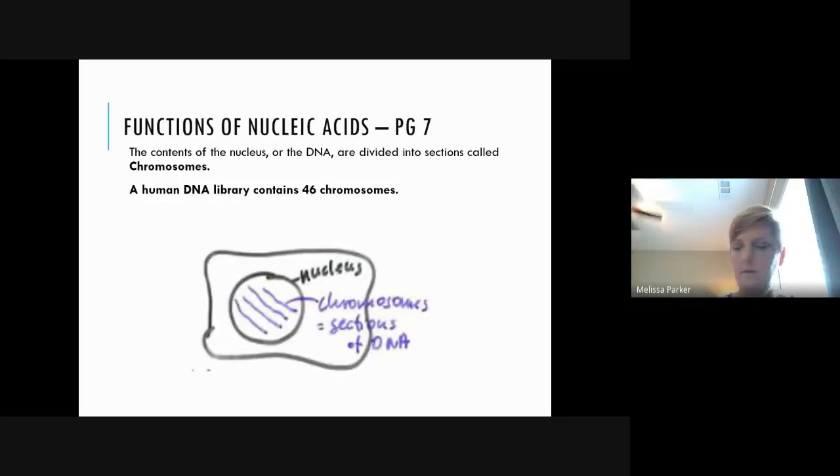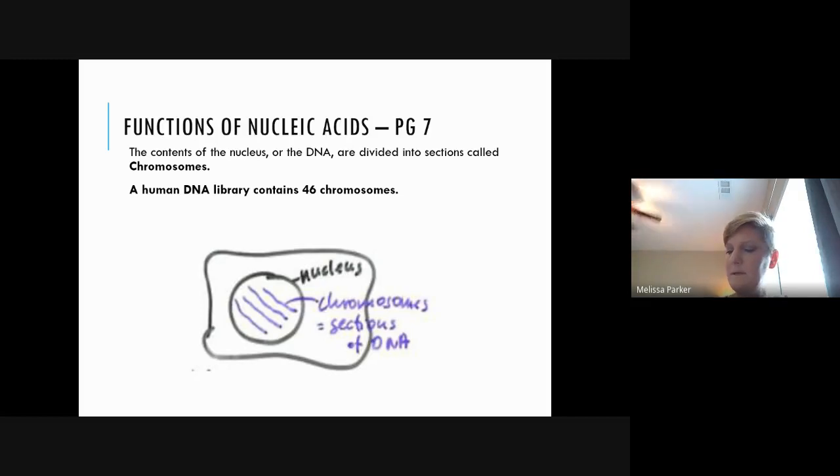And then before we go to page 7, we're going to do our practice questions. So at the top of page 6, that's an important chart for you to memorize because it tells you the differences between the RNA and the DNA.